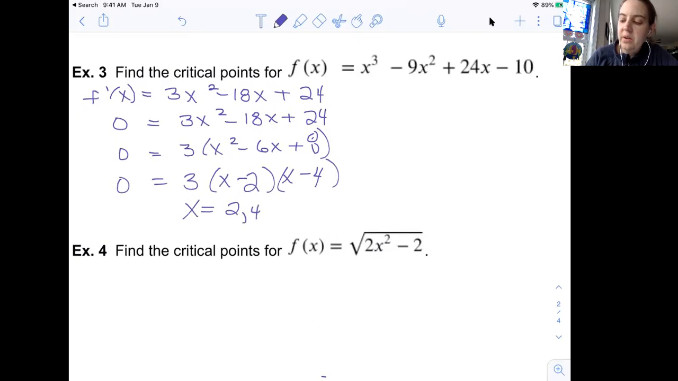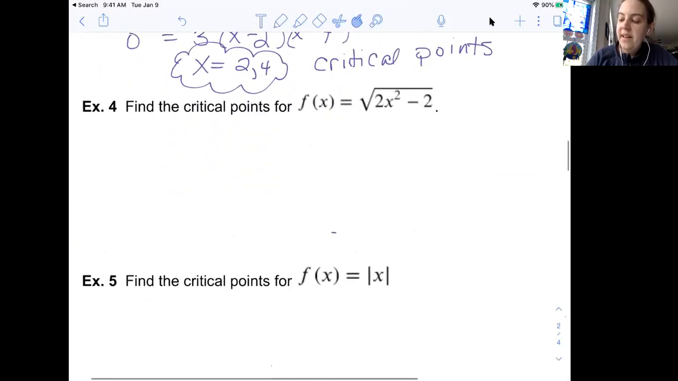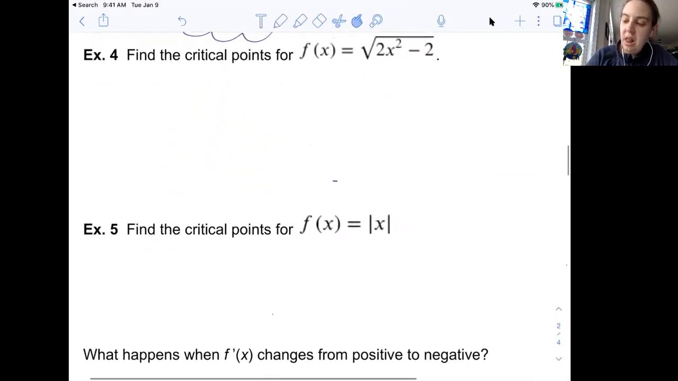Those are the two values where the first derivative would be equal to 0. Those are the critical points. That's important to keep separate from inflection points later on, which are going to have to do with the second derivative. But right now we're just dealing with the first derivative. So let's try again. Find the critical points for this function.